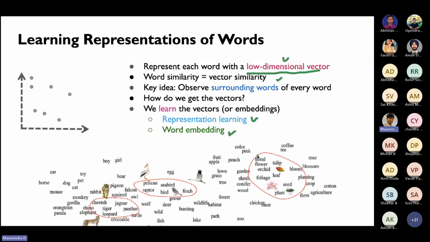Somehow, word similarity is also related with vector similarity. Words which are similar, their vectors are also similar. That's why they're lying in this closed region of the vector space. So the question is, idea-wise, all these are fine, but how do we learn this? Here also, I'll start from some of the statistical techniques, and then we'll go on to modern, learning-based methods.